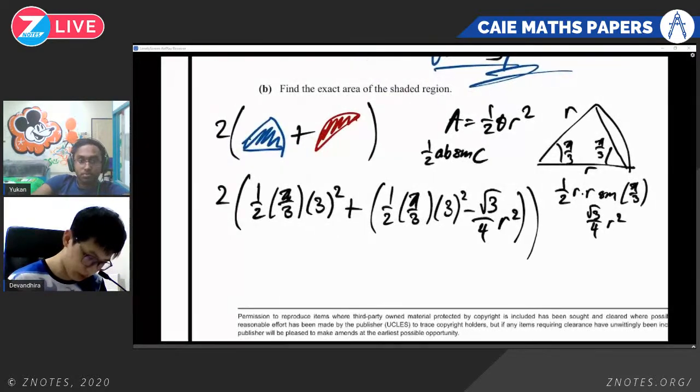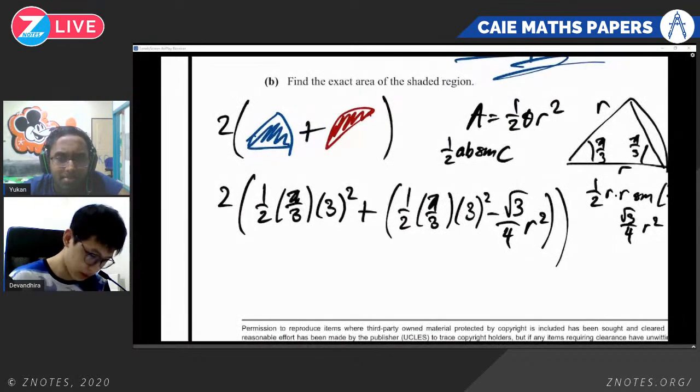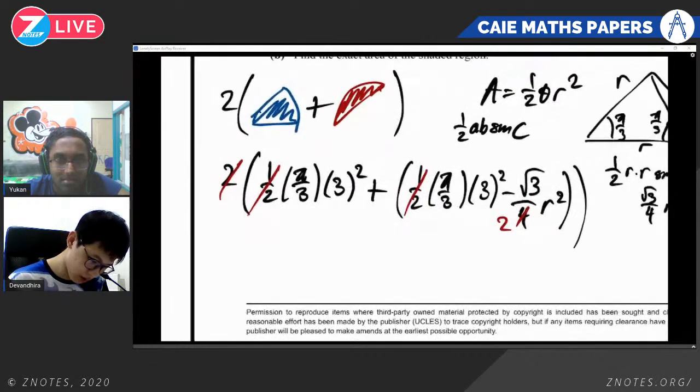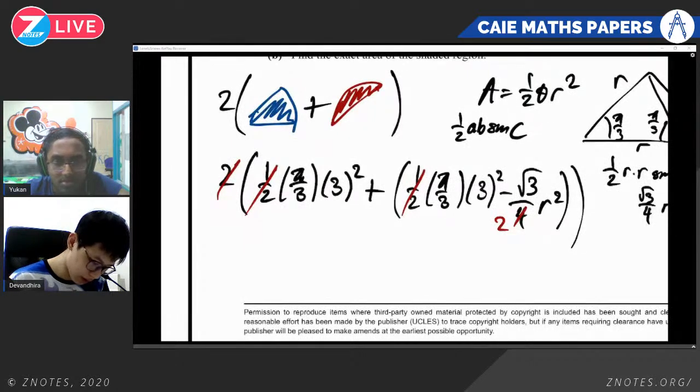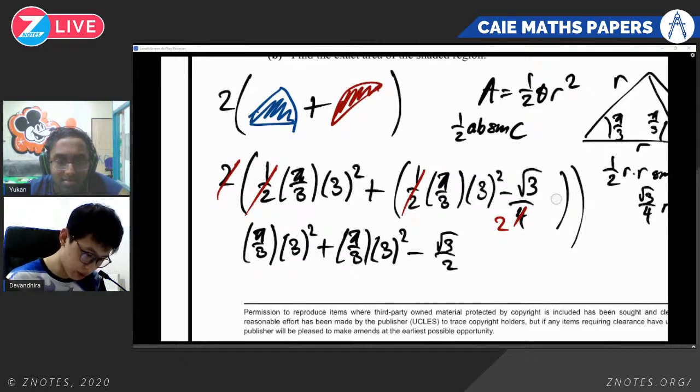So everything okay so far? Yep. All right. So let's expand the 2 in, and we can cancel the 2 and the halves. This one becomes a 2 here. And let's add them together. We have pi over 3 and 3 squared plus pi over 3 squared, minus root 3 over 2. Oh, sorry, the r squared should be 3 squared.